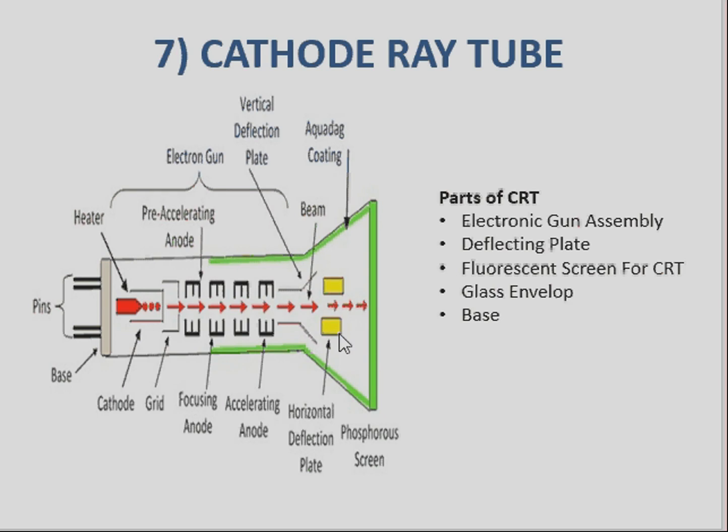Whenever the forces are created, the beam moves horizontally inside the tube due to the horizontal plates. Similarly, the vertical plates move it in the vertical direction. That's why these two sets are called the vertical plates and the horizontal plates. Each set of plates is parallel and located at the neck of the tube. Here, this is the neck of the tube.